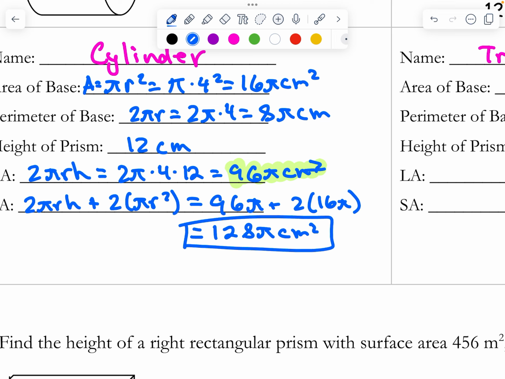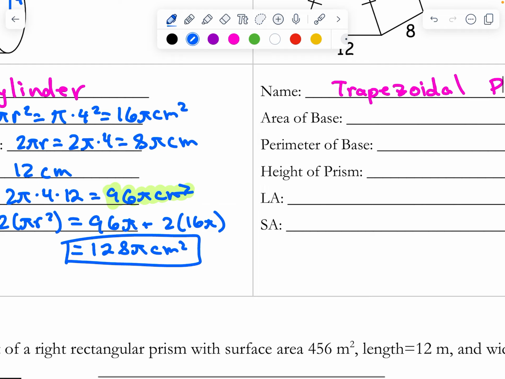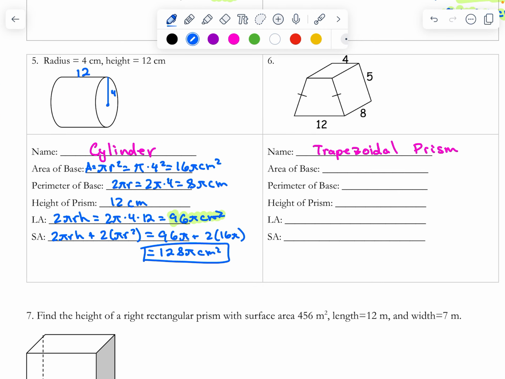So be very careful. It can be very easy to lose pies all over the place, especially because it looks like a letter sometimes. Do not lose your pies, guys. All right, that's going to be that one.